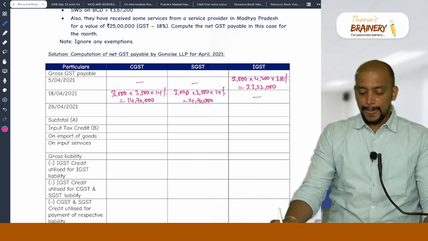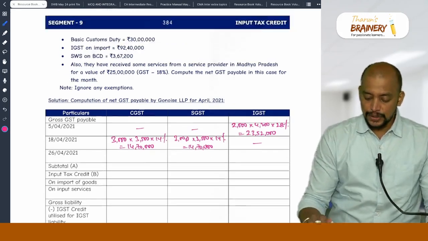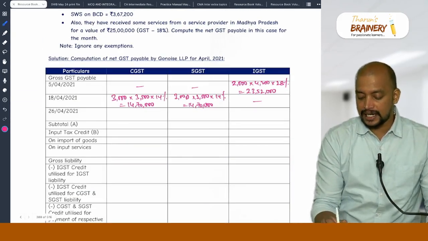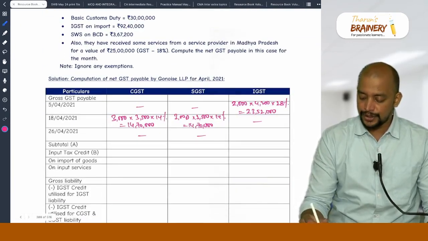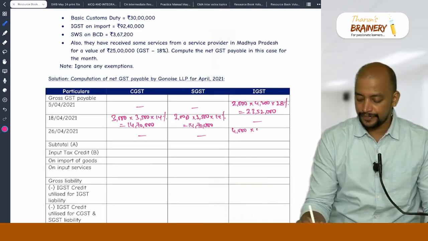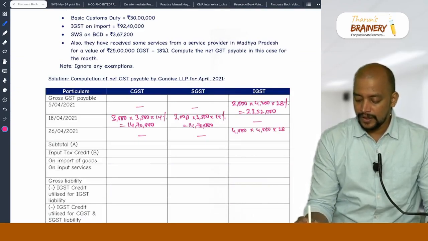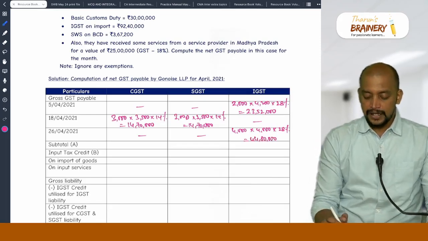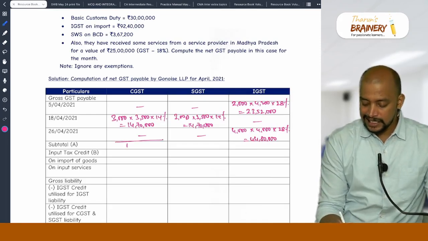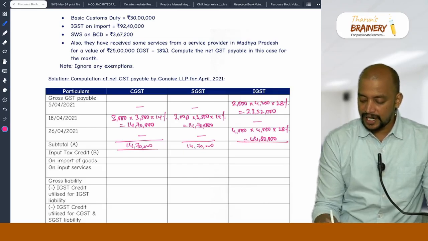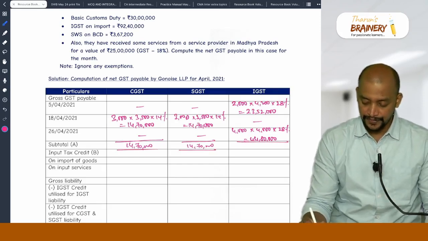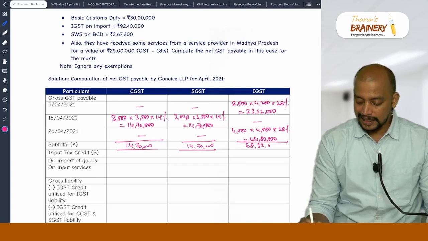Then 26/4/2021. CGST, SGST, IGST. So it is which transaction? Interstate again, Karnataka. Ending point is Karnataka. Therefore, IGST liability 4,000 into 4,000 into 28%. 44,80,000. So subtotal A: CGST 14,70,000, SGST 14,70,000 and IGST 44,80,000 plus 23,52,000, which is 68,32,000.